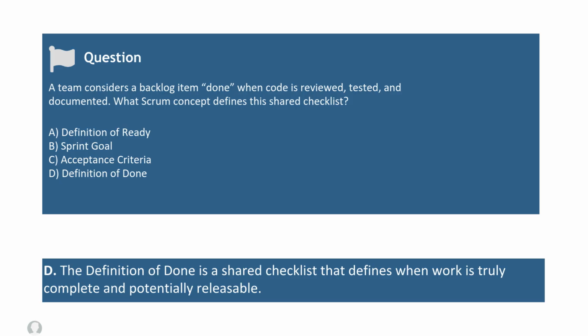A PMP tip: keep these three straight. Definition of ready is about starting work. Acceptance criteria are specific to one story. Definition of done is a team-wide quality bar that applies to everything. If the question talks about a shared checklist for completing work, that's the definition of done.